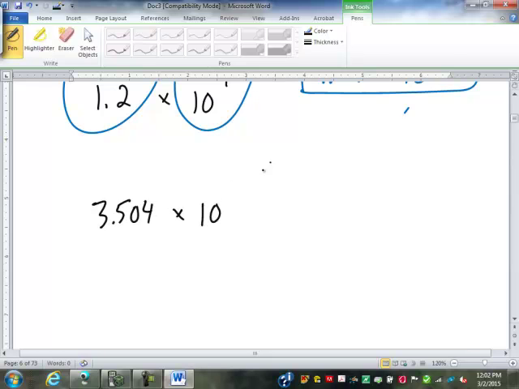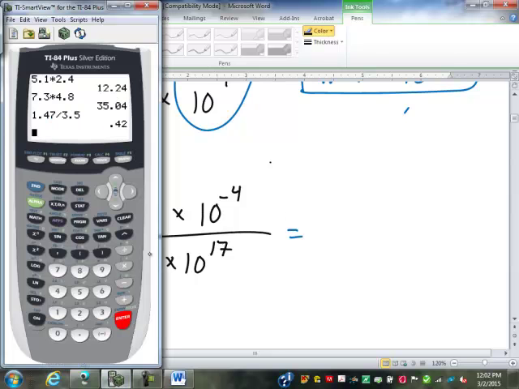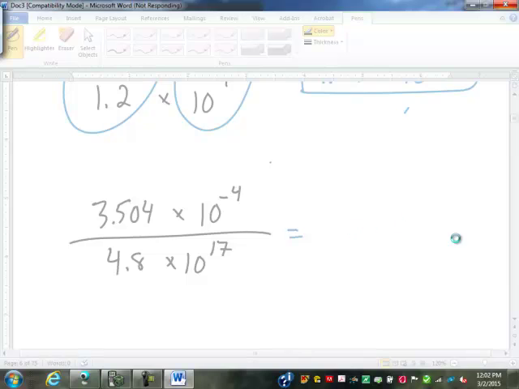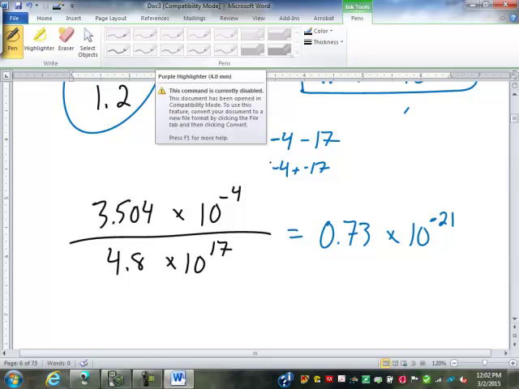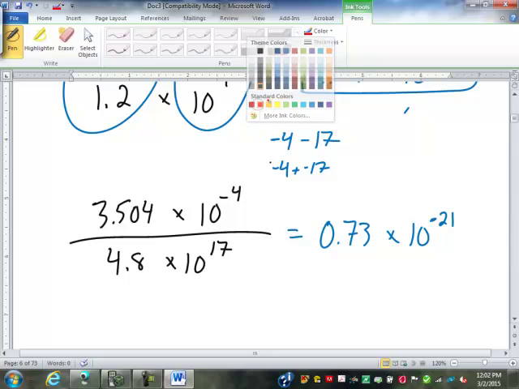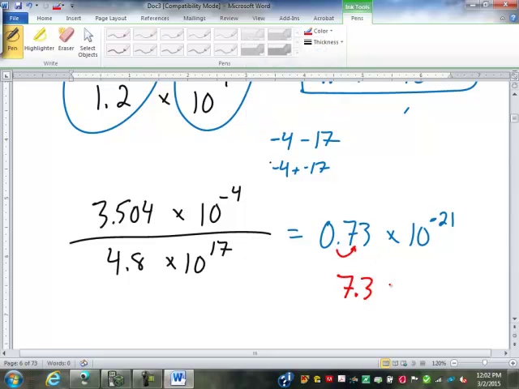So let's try 3.504 times 10 to the negative 4th divided by 4.8 times 10 to the 17th. So we're going to divide 3.504 divided by 4.8 gives us 0.73 times, well, we're subtracting, remember, so 10 to the negative 4th divided by 10 to the 17th is going to be negative 4 minus 17, or negative 4 plus a negative 17, which is a negative 21. And of course, we're not quite done here yet. We have nothing in front of the decimal point except for a 0, so we have to move that over to make this 7.3. This number got larger. The power has to get smaller, so we're going to subtract 1. Negative 21 minus 1 is a negative 22.